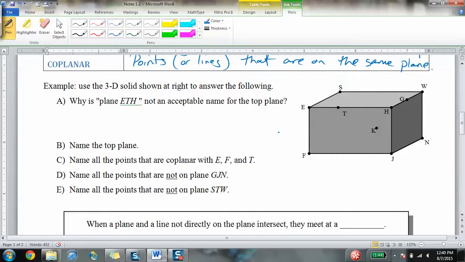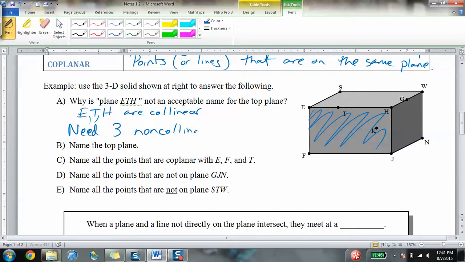So if I were to say plane ETH, why would that not be an acceptable name for the top plane? Well, we said that we need 3 points to name a plane, and these 3 points, E, T, and H, are all on the top of the box. But the reason that would not be an acceptable name is because E, T, and H are collinear. So since they're collinear, I could be talking about the top of the box, or I could be talking about the front of the box, since those 3 points also lie on the front of the box. So we need 3 non-collinear points to name a plane.